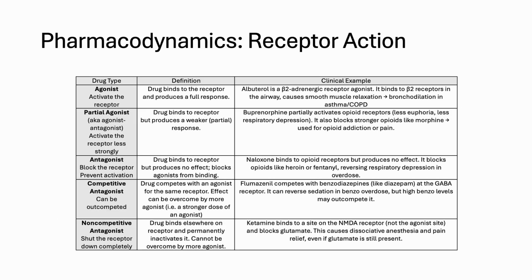Now we are moving to receptor action. This is a slide that you have to know really well, and the next slide too. You have to know the definitions of agonist, partial agonist, antagonist, competitive antagonist, and non-competitive antagonist. I gave clinical examples. You do not have to memorize the clinical examples. I just gave them so that you could maybe understand it a bit better.